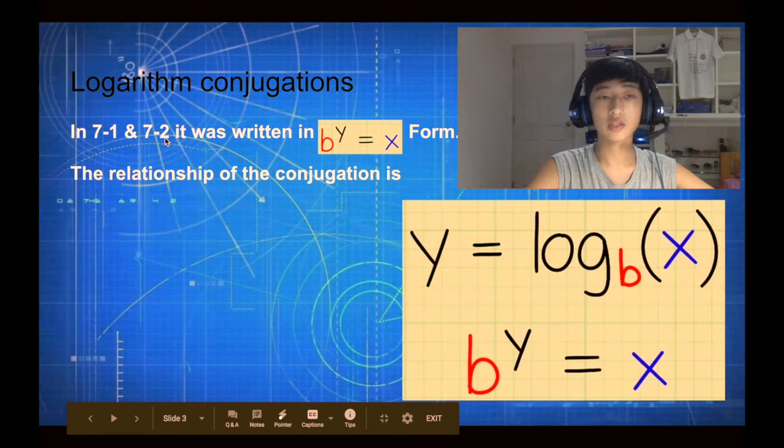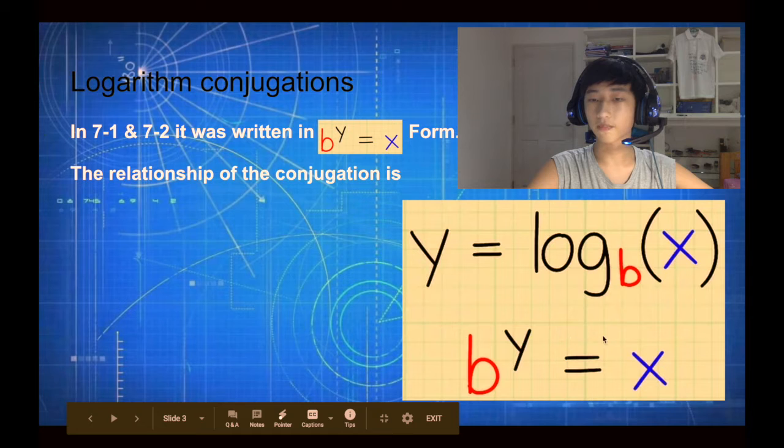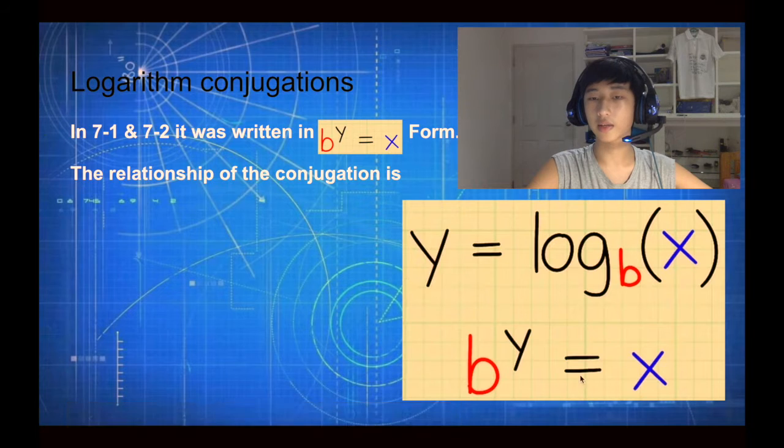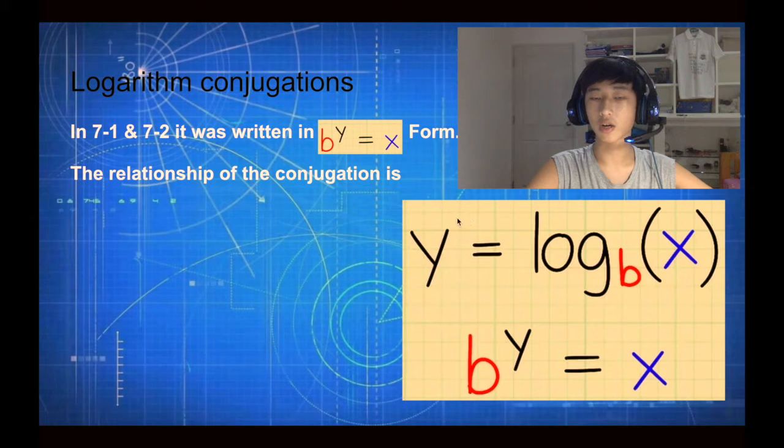In section 1, section 2, it was written as b to the power of y equals x, in this form. And how you convert it is like this: y stays on the left side, this is how I remember it, and x stays on the right side. If you're going to convert from this to that, you put the log in the middle of the equal sign and x, and you put a b in the middle of log and x. If you're going to convert from that to this, you just get rid of the log, take the x out of the bracket, and put the b on the top of y.